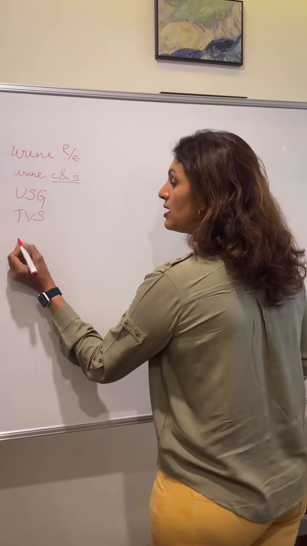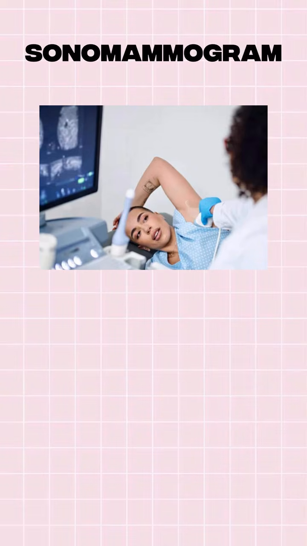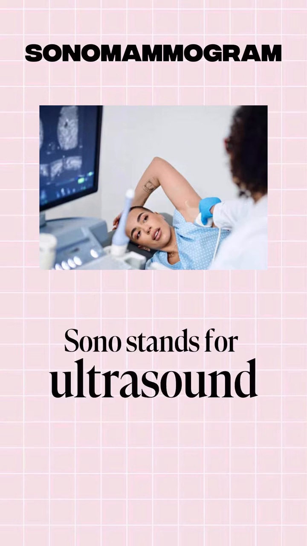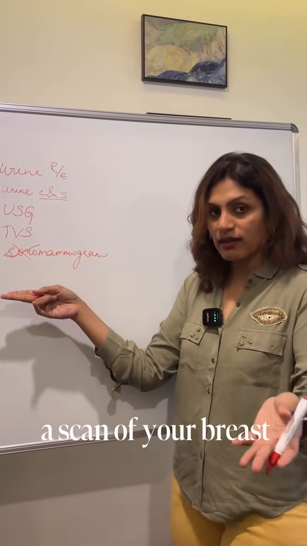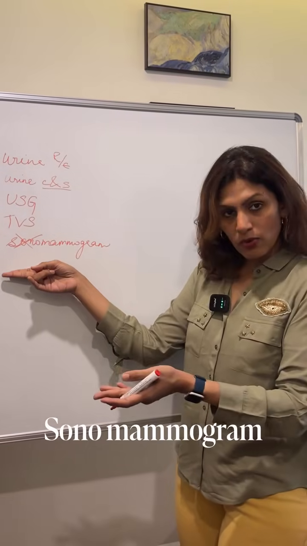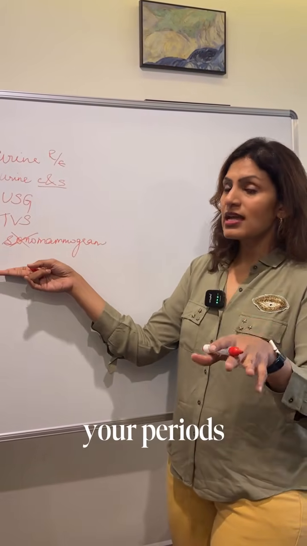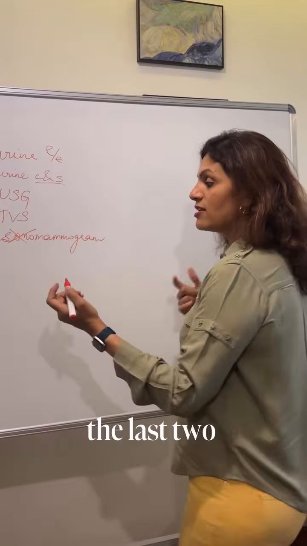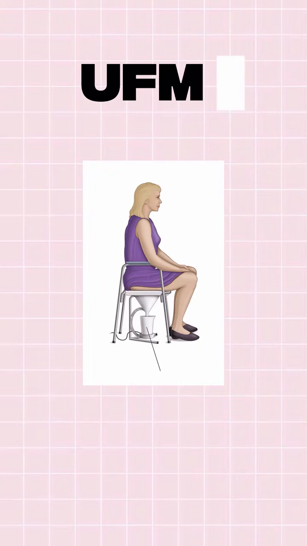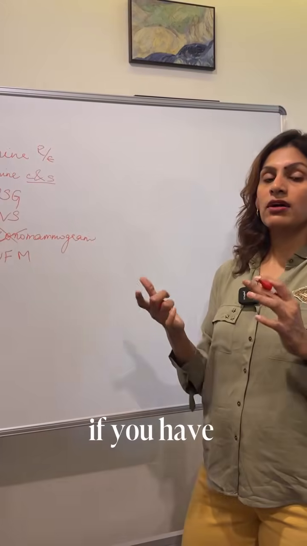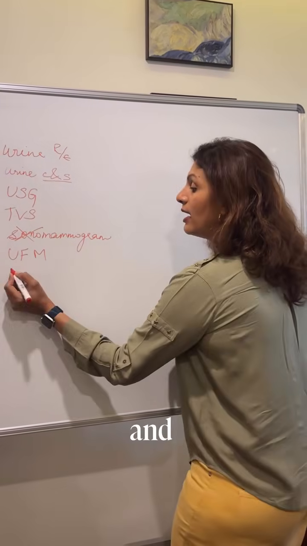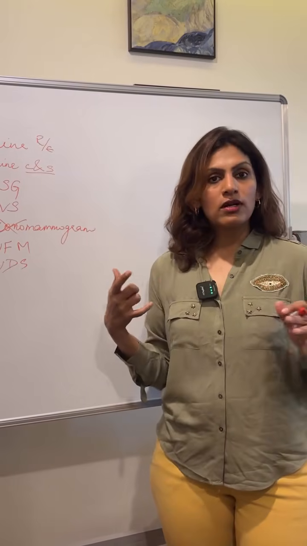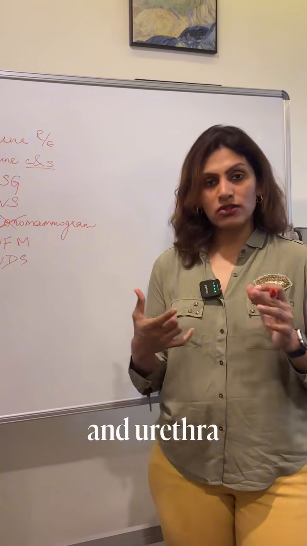And the difference between a sonomammogram and a plain mammogram is, sono stands for ultrasound. So if they're going to do a scan of your breast, that's a sonomammogram, usually recommended if you're still having your periods. Mammogram is X-ray of the breast, which we recommend after your periods have stopped. The last two, UFM stands for uroflowmetry, if you have an issue with passing urine, and UDS is urodynamics, which we want if you want to test the pressure in your bladder and urethra, that's what we do.